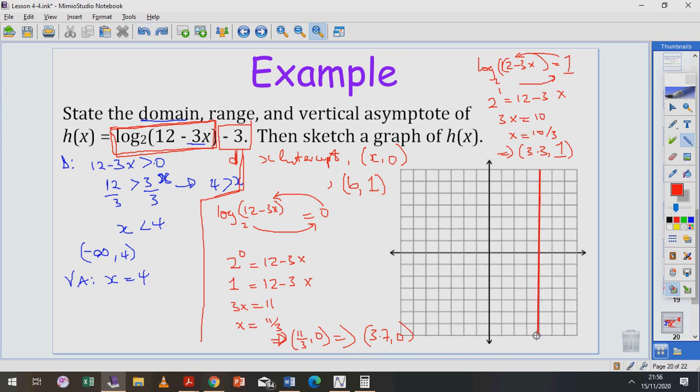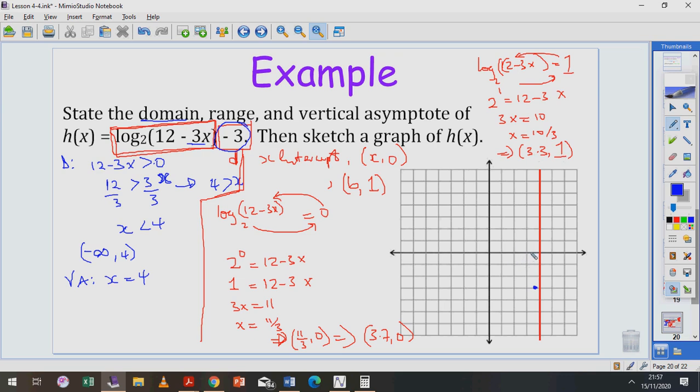Vertical asymptote. Okay. Then I start putting in the points that I have. One is 3.7, 0. That's my x-intercept. This is 3, so 3.7 is somewhere here. But remember that this point is going to be moved 3 units down. So this point 3.7 somewhere there and 0, it's moving 3 units down. So 1, 2, 3.